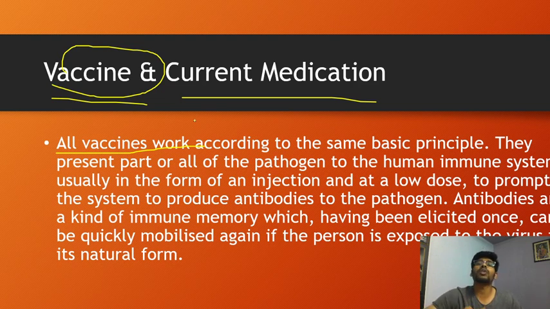So what the vaccine does, after it enters into the body, is invoke the immune response. That means it synthesizes the antibodies. And those antibodies, upon the actual attack, get stimulated and neutralize the particular pathogen. So that is how the body gets immunized to a particular disease.